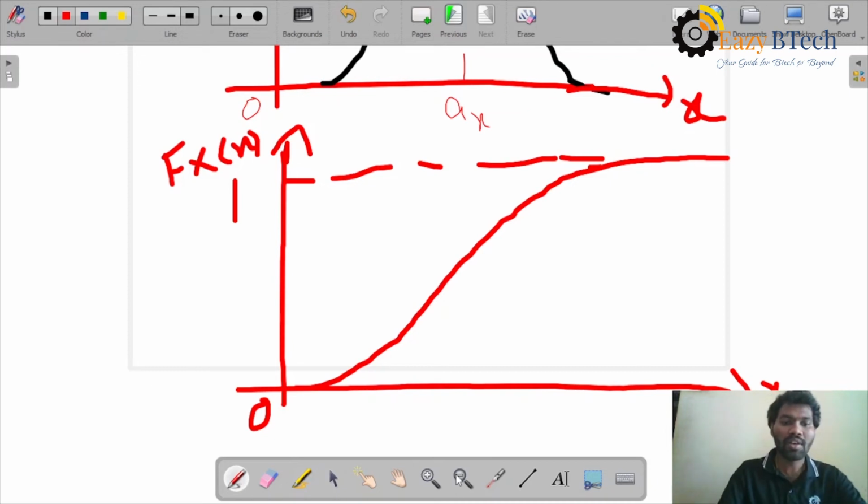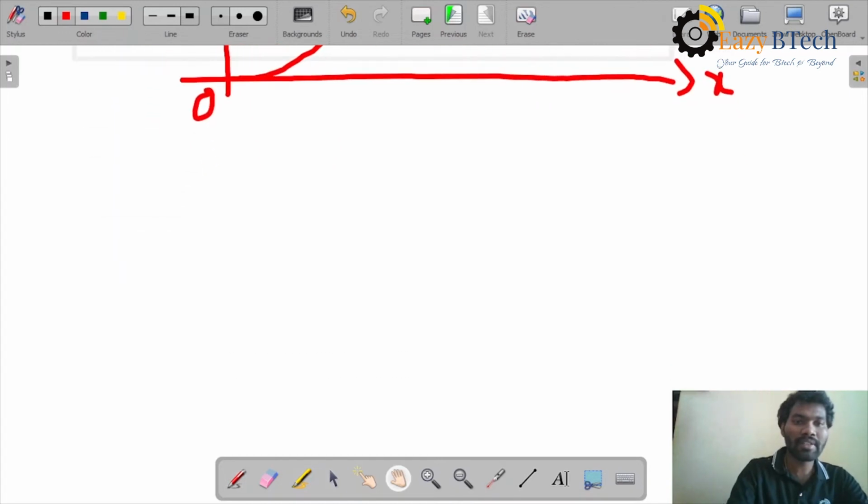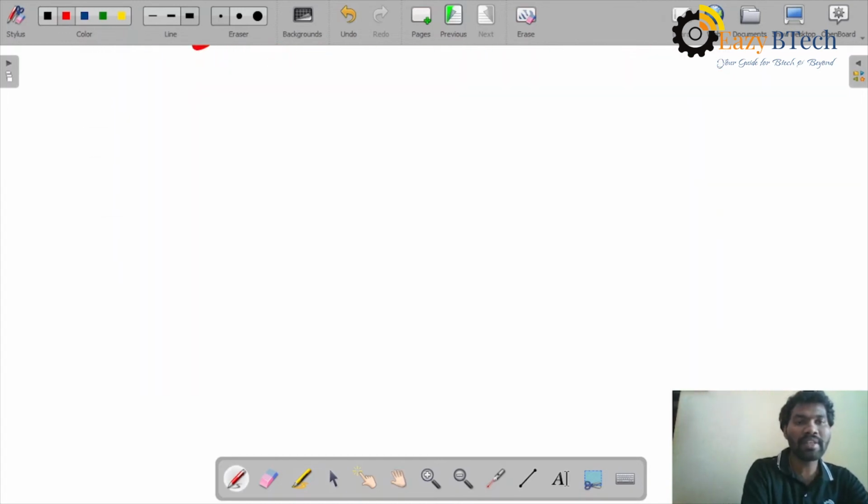The next one is the normalized Gaussian distribution. So why does the name normalized come? Normalized Gaussian distribution.